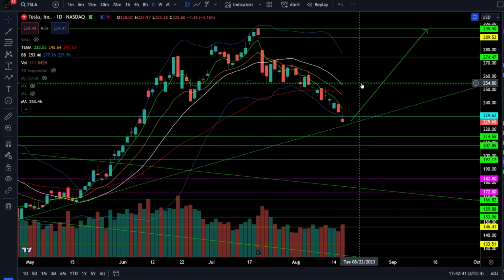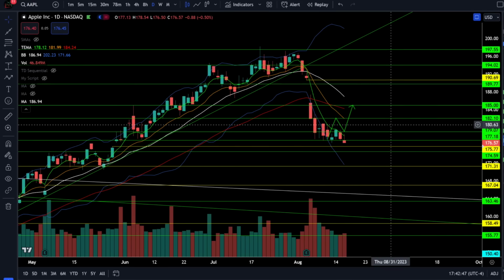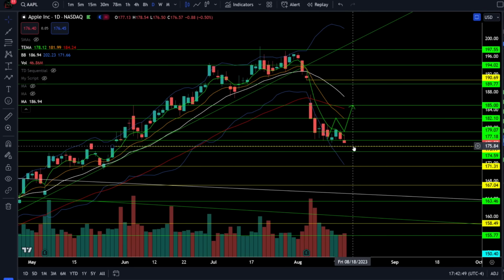And if you really want to be conservative, wait to get bullish until we can reclaim a close back over 250 to 255. On Apple stock, we were down 0.5% today, and Apple is extremely close to filling this gap below, which is right there at 175.77.